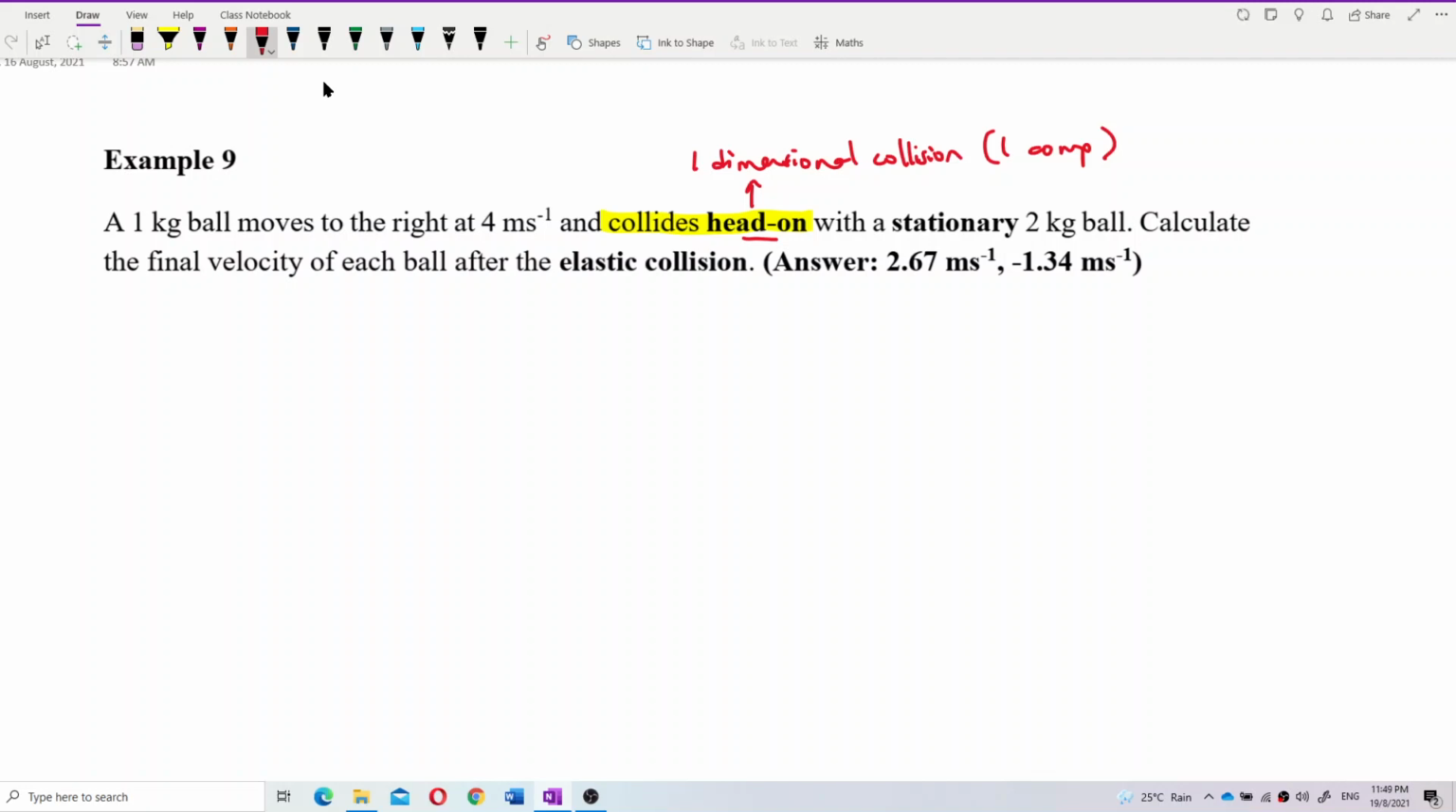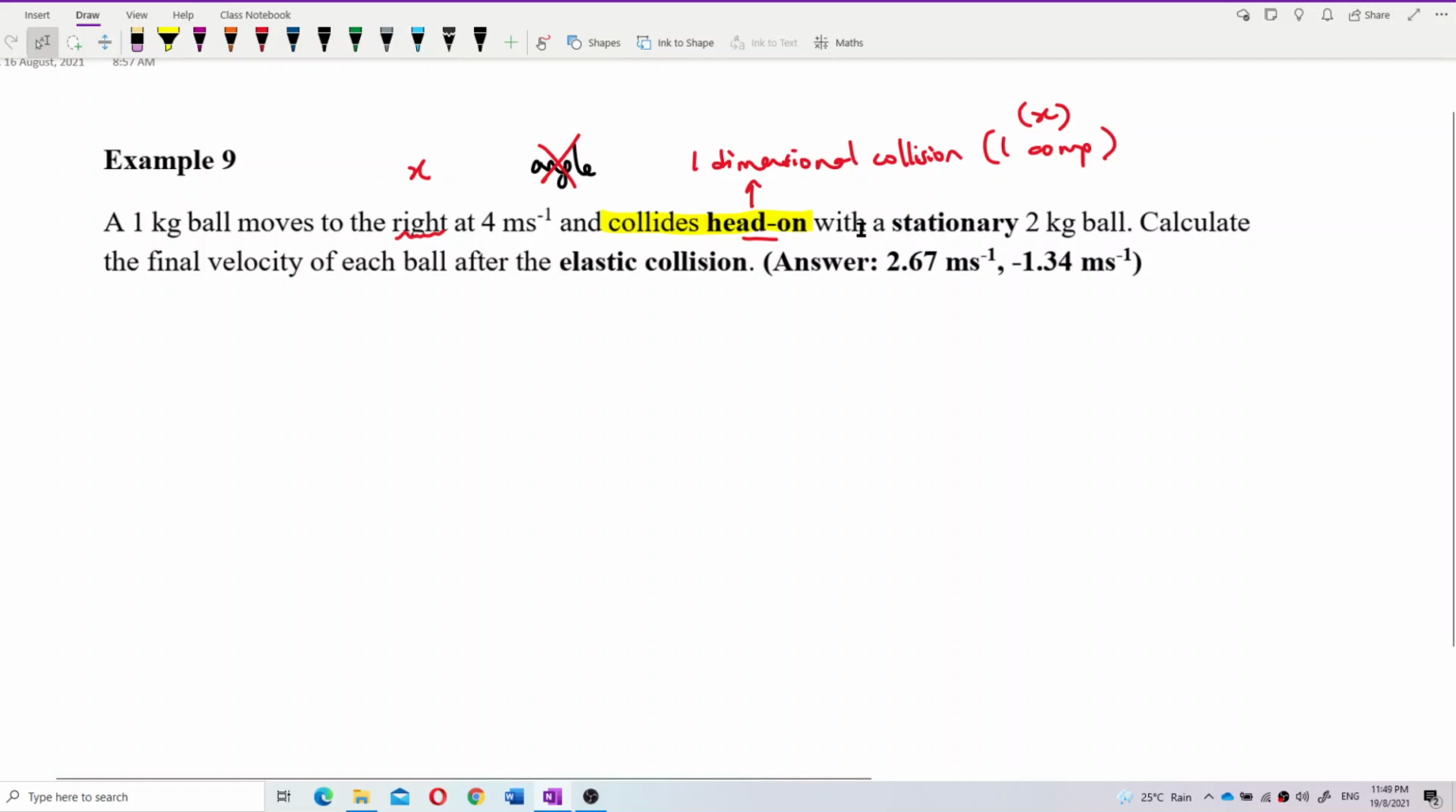Right now it says moves to the right. That means this is for the x component, so it only has an x component for this case. Also, it doesn't have any angles, isn't it? No angles are mentioned, so no angle, which means no y component. The word head-on itself already means a one-dimensional collision. So it is an x component only, no y component.